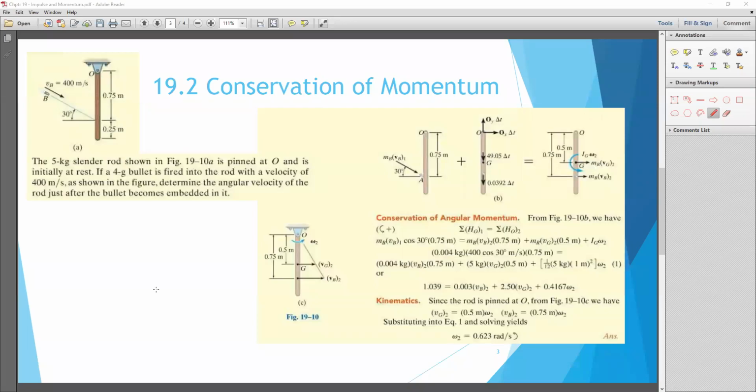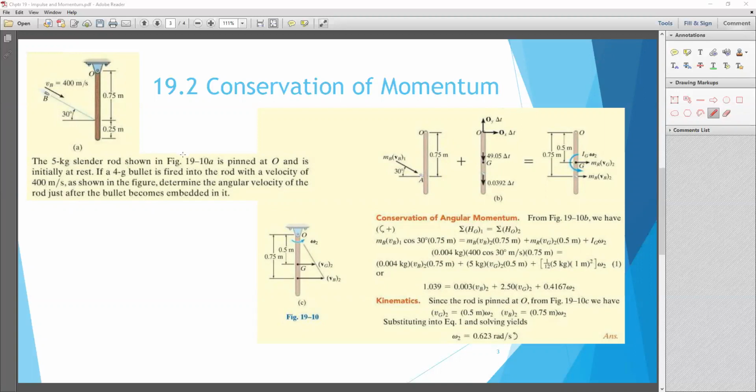Okay, here we have another example on the conservation of momentum. Here we have a slender rod, with a total weight of 5 kg, mounted or pinned here at point O, and it is initially at rest. And you can see on the left here, there is a bullet being fired at an angle of 30 degrees. The bullet is coming from here and will finally stick inside this particular rod.